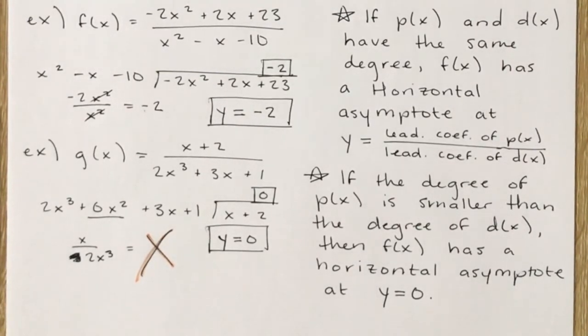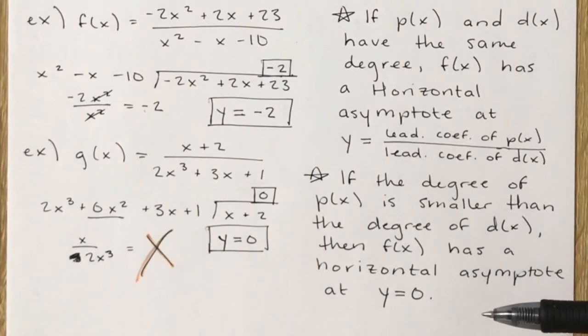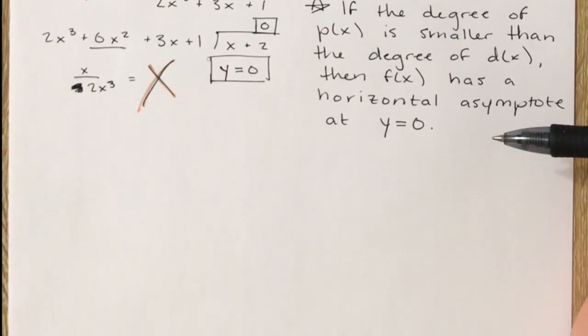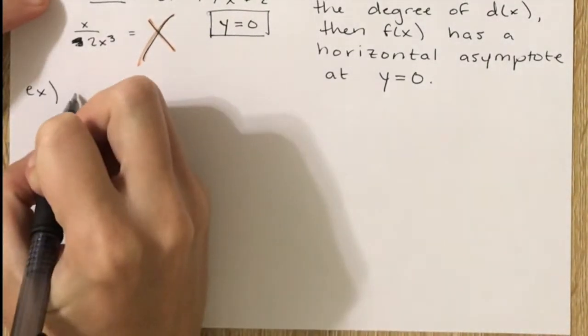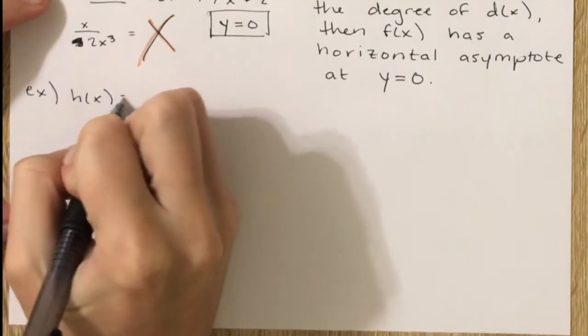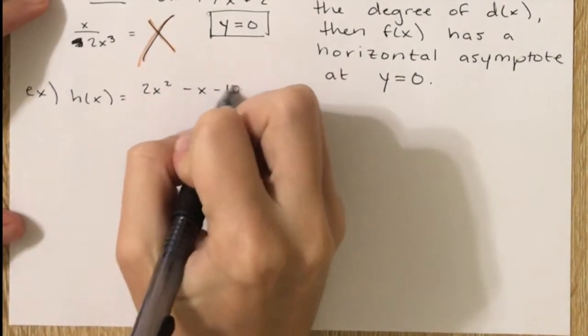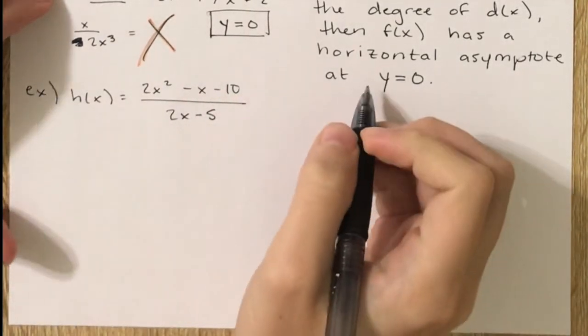Okay, so we've looked at the case where we have the same degree. We've looked at the case where we have a smaller degree in the numerator, on top. But we haven't looked at the case where we have a larger degree on top. So let's look at an example of that. Let's say we're given something like this: H of x equals 2x squared minus x minus 10 over 2x plus 5.